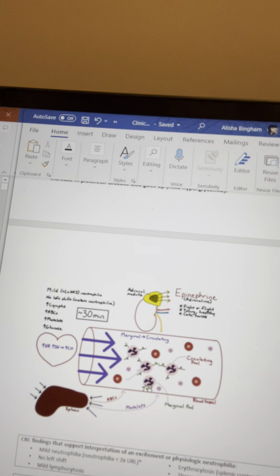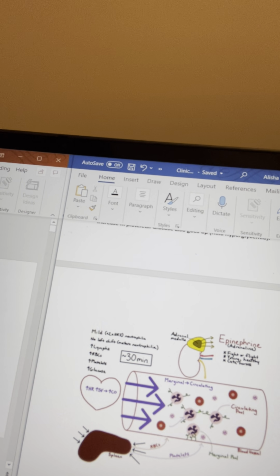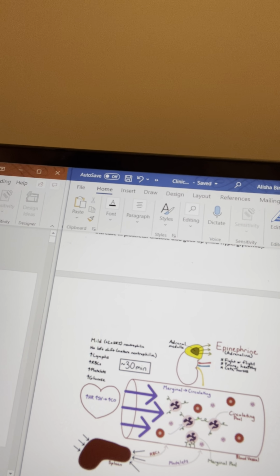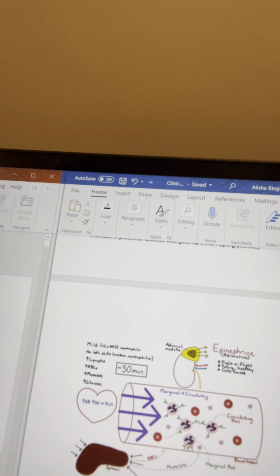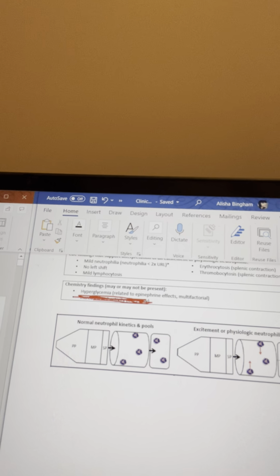And then CBC findings that support the interpretation of an excitement or physiological neutrophilia are mild neutrophilia, no left shift, mild lymphocytosis, erythrocytosis, so splenic contraction, and thrombocytosis, which also is splenic contraction. Chemistry findings that may or may not be present include hyperglycemia.